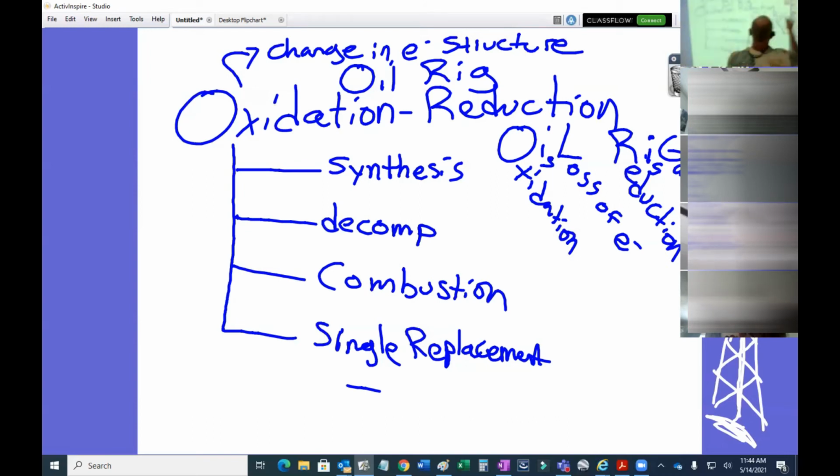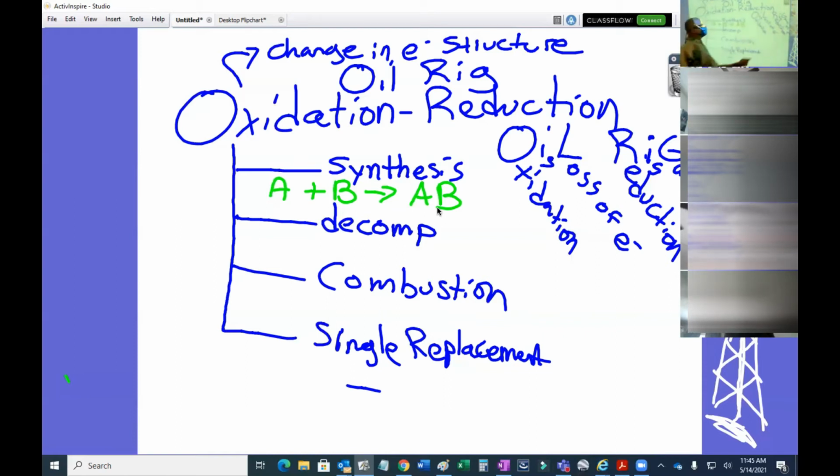Synthesis. Let's talk about synthesis. The generic form of synthesis is A plus B yields what? AB. That would be synthesis. You guys need to memorize this by next Thursday. No, you don't. This is not until the next quiz, but I'm still teaching it because I'm going to use it in a second. A plus B yields AB, synthesis. You take two or more simple things and combine them, because you could have A plus B plus C yields ABC.